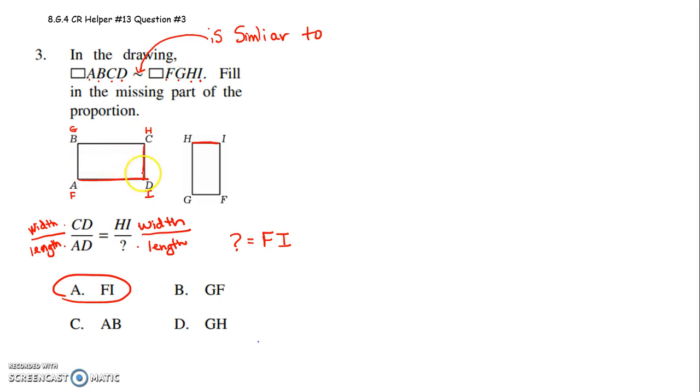And the way I figure that out is I take the lettering on my original rectangle, I label it with the corresponding letters from the new rectangle. Then it's kind of easy to piece it apart. CD is HI, AD is FI. And they're just comparing your lengths to your widths. Corresponding sides of similar rectangles will be in proportion.